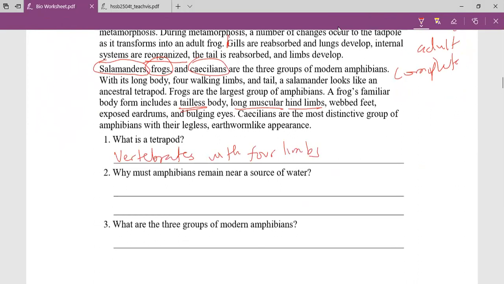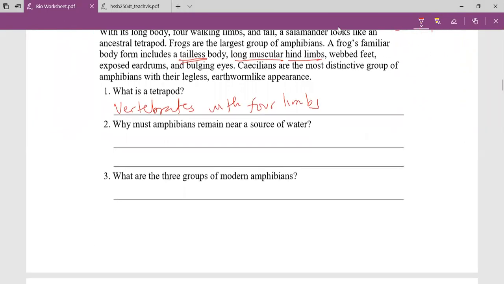Why must amphibians remain near the source of water? So as not to dry out the embryo. Avoid the risk of drying out, and to prevent the eggs from damage from excess dryness. Is that what you remember, Sabri?